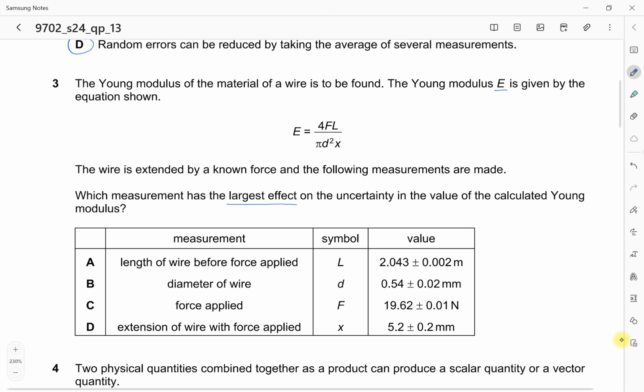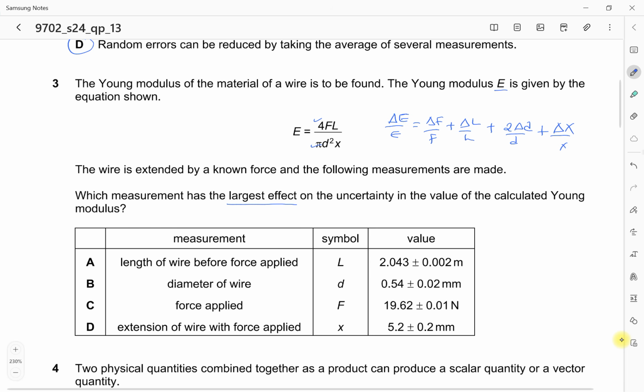The fractional uncertainty in E is going to be, we ignore 4, we ignore pi, so we shall have the fractional uncertainty in F plus the fractional uncertainty in L plus twice the fractional uncertainty in d, then plus the fractional uncertainty in x. Of course, this 2 is because d was squared. So we can just press our calculators to check these fractions and see which one is bigger.